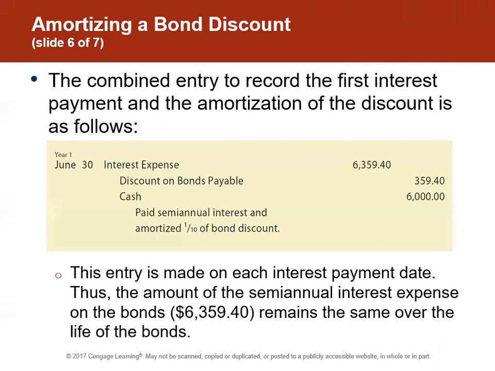Okay. So once you do it once though, this is the same journal entry you're going to make every 6 months for 5 years. Okay. So you only have to do it once at least. It's just remembering how to calculate the discount and then that you're spreading it out or amortizing it out. Okay.